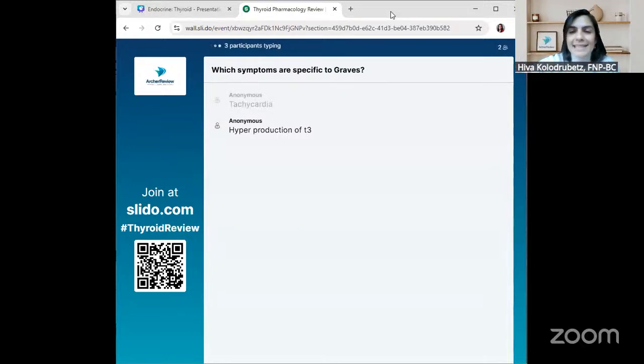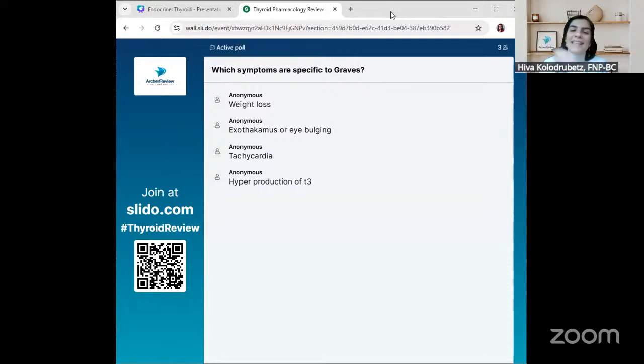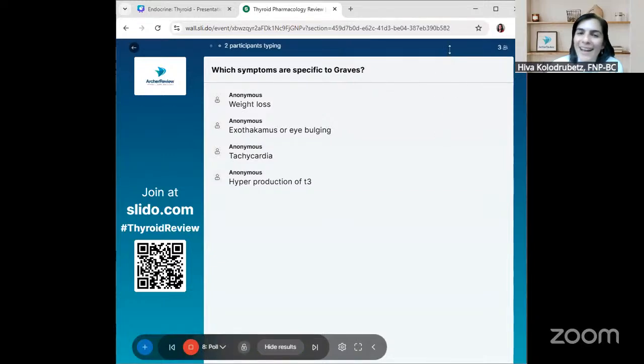Let's think about it. Good. We're seeing some labs, so we're seeing the overproduction of the hormones. Good. But what are some signs and symptoms in our patients that are specific to Graves'? And I see tachycardia and I see the exophthalmos, the eye bulging. I know I always get the spelling wrong. It's okay. Weight loss is universal. Awesome. But what I was looking for was that exophthalmos and that eye bulging. Awesome job, you guys.